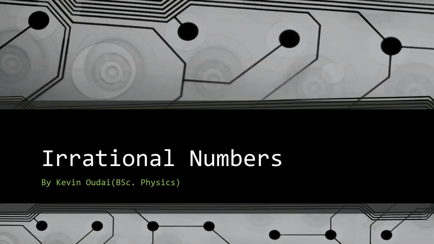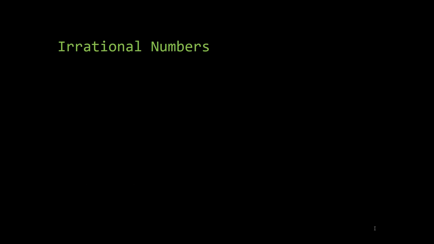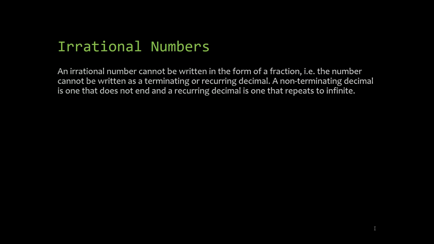So now that we know what rational numbers are, we are going to have to talk about numbers that are not rational, or irrational. As stated before, with the word itself, you can see that an irrational number is any number that does not belong to the set of rational numbers. In other words, it's a number that cannot be written in the form of a fraction. That is, the number cannot be written as a terminating or recurring decimal.